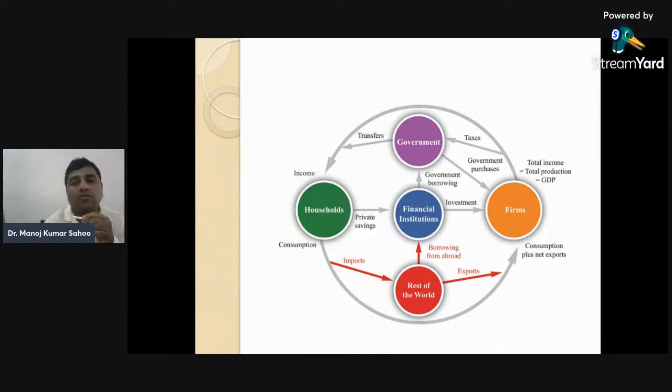Government also purchases goods and services from the companies, from the farms. Okay, so you see the income is moving from one sector to another sector. So that is called the circular flow of income in the four sector model.